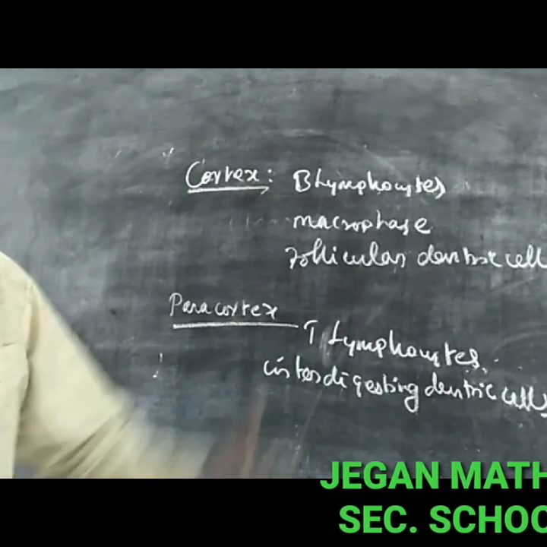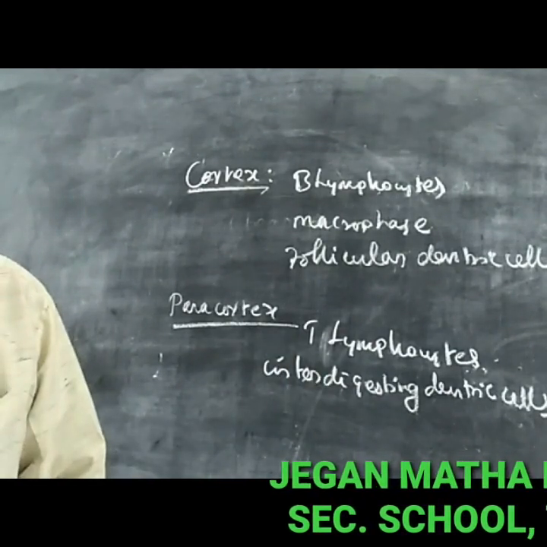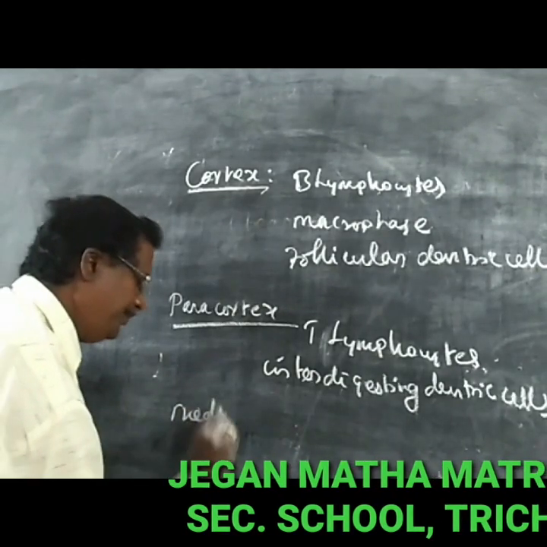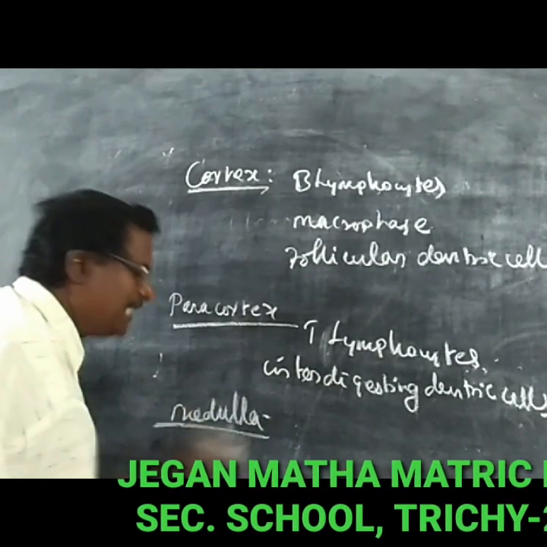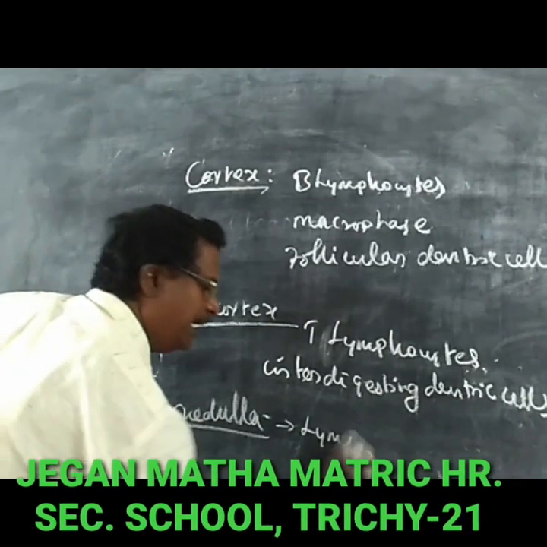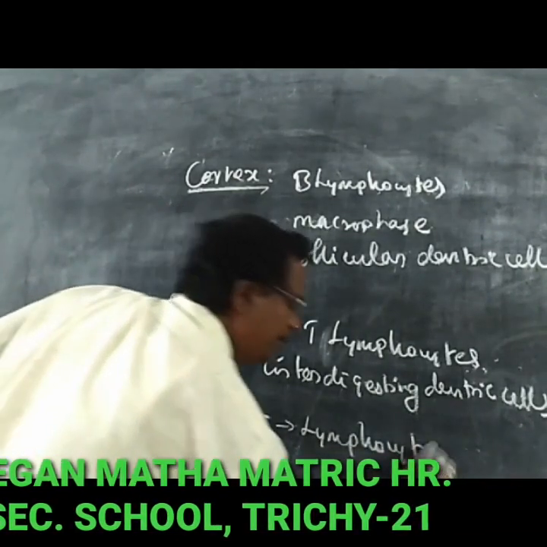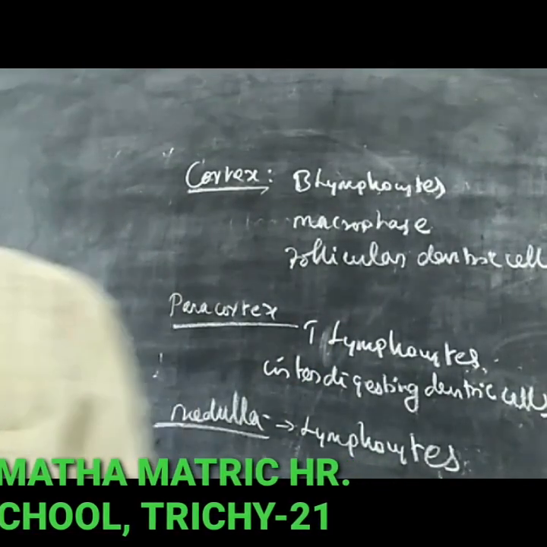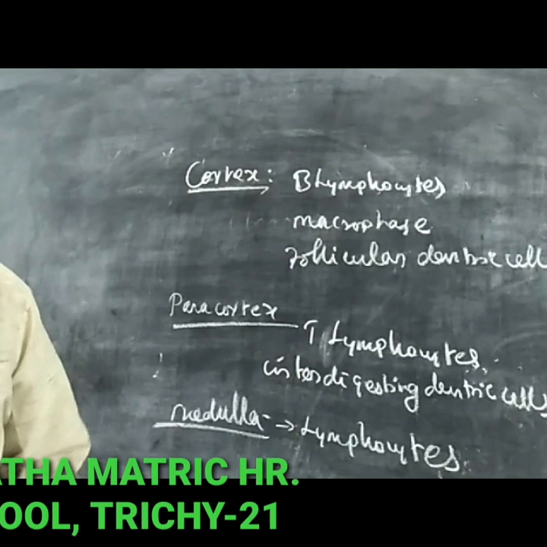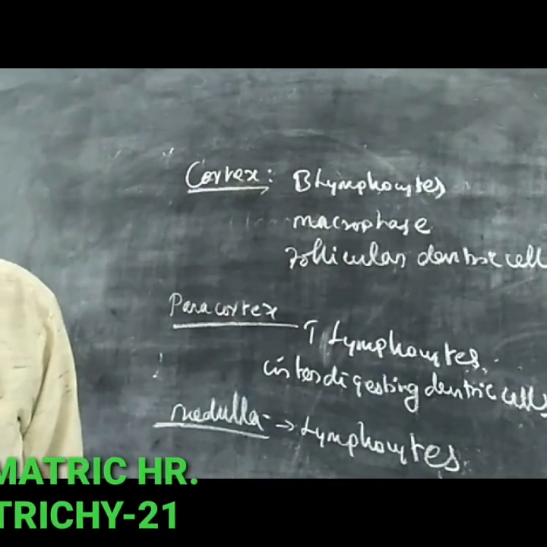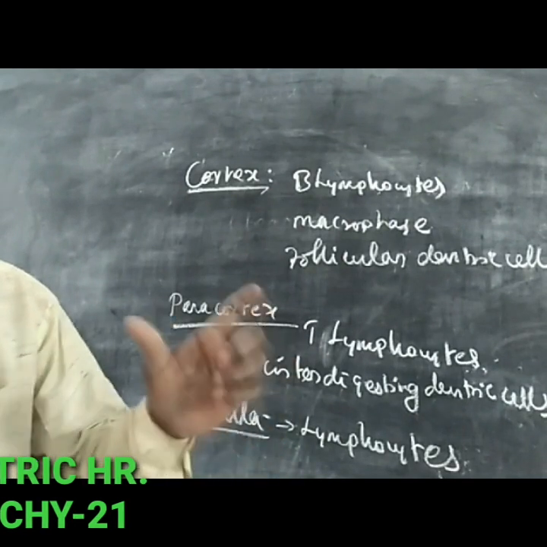The innermost layer is called the medulla. In the medulla, sparsely populated lymphocytes are present, but many of them are plasma cells, which actively secrete antibody molecules.